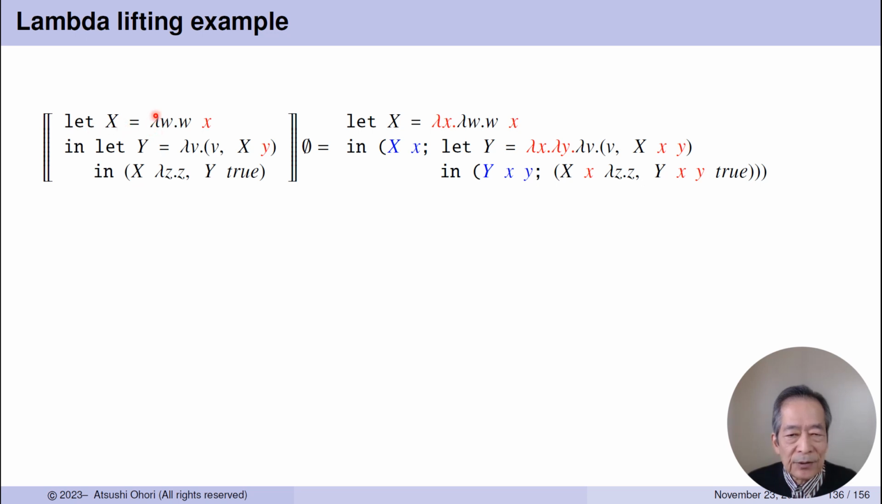Let x be this expression, let y be this expression. Both have free variables x and y, and as a result, at the definition site, lambda x is inserted, and this definition site lambda x and lambda y, these two lambda abstractions are inserted, right? This and this, because this y contains x, and x is lifted with x, so this y is also lifted not only by y but also by x, right?